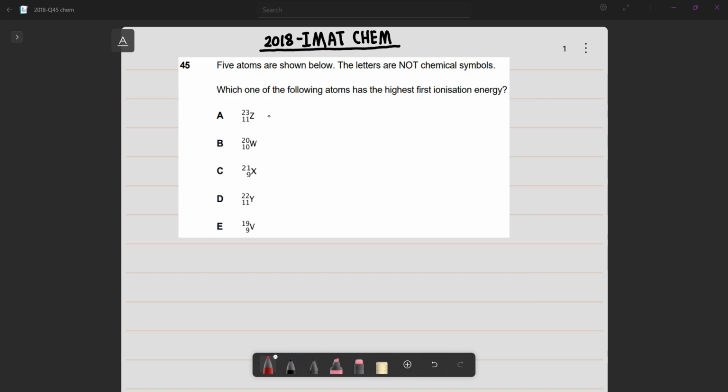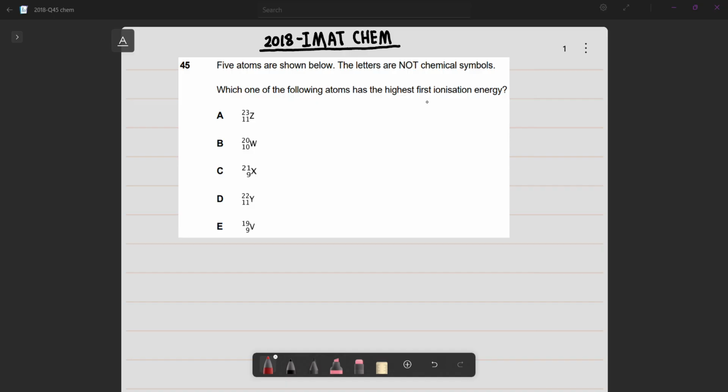Welcome back. This is chemistry question 45 from the IMAT 2018 past paper. So let's solve it. It says 5 atoms are shown below. The letters are not chemical symbols. Which one of the following atoms has the highest first ionization energy?